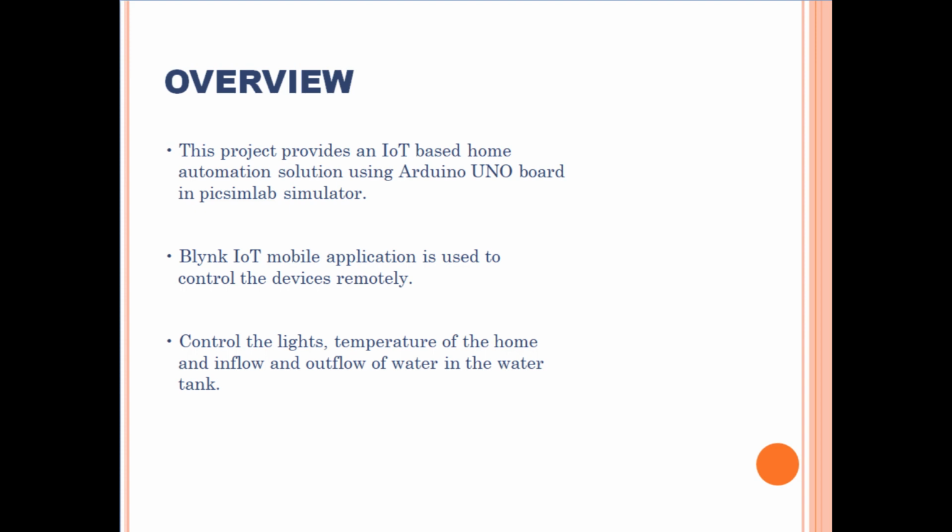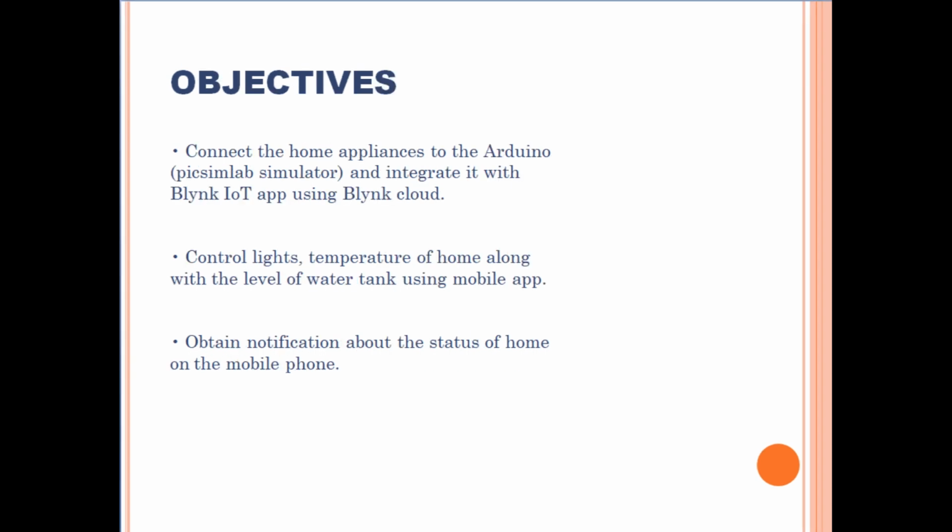This project provides an IoT based home automation solution using the Arduino UNO board. The Blynk IoT mobile application is used to control the devices remotely. It controls the lights, temperature of the home, and inflow and outflow of water in the water tank. The objectives of our project are to connect the home appliances to the Arduino and integrate it with the Blynk IoT app using Blynk Cloud, control lights, temperature of home along with the level of water tank using the mobile app, and to obtain notifications about the status of home on the mobile phone.